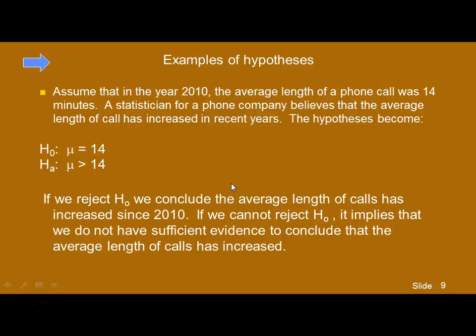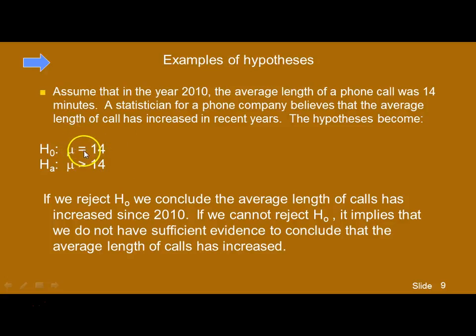Let's do a couple of examples of hypotheses, just so you get used to writing hypotheses. Assume that in the year 2010, the average length of a phone call was 14 minutes. A statistician for the phone company believes that the average length of a call has increased in recent years. How would we write our hypotheses? Let mu equal the average length of a phone call. We're told that in 2010 that average was 14 minutes, so one of our hypotheses is going to say, is the mean 14? The statistician believes it's gone up since then. Well, that would mean that the mean exceeds 14.